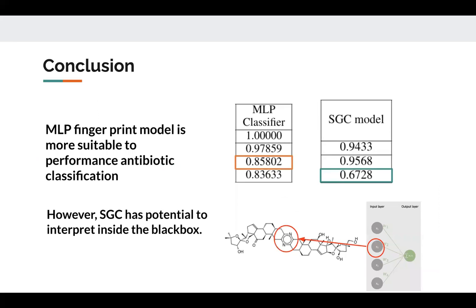So here's our conclusion. If we look at the numbers, the MLP classifier is a better method to do the antibiotic classification. However, there's a paradox in SGC. Its linearity gives us the potential to interpret inside the black box. So given a weight matrix, we can see which feature is heavily weighted, and we can trace back to see what function or what molecular feature that is. However, the linearity caused the model to not learn the data as well as MLP.